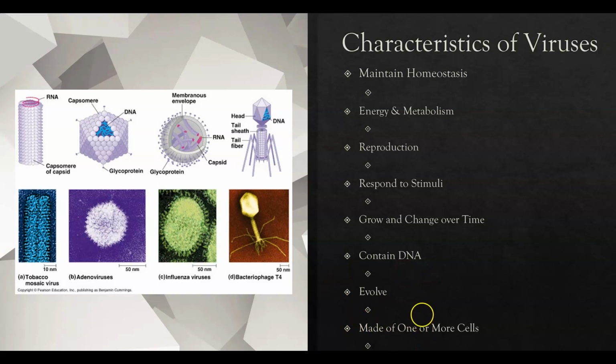Okay, the last thing: are they made of one or more cells? No, they're not made of a cell. They're way smaller than a cell, and they don't have any of the cell structures that we talk about, like lysosomes and mitochondria and a nucleus. They're just basically a protein coat with a set of genetic information on the inside, sometimes RNA and sometimes DNA.